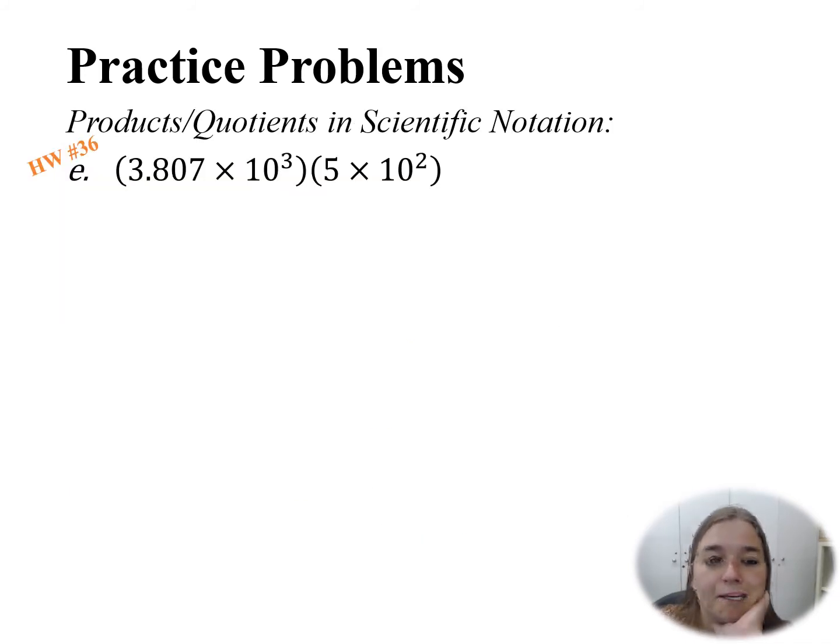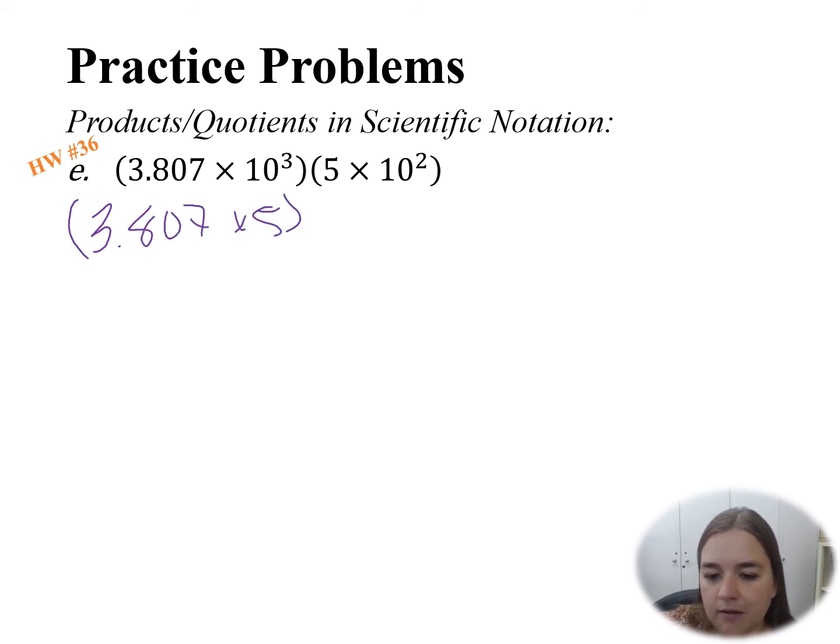Now that we know how to convert between the two forms, we're going to practice finding a product of scientific notation. This one is out of your homework. It's number 36. When I see this here, the first thing I need to do is rewrite this. What I see is 3.807 times 10 to the third times 5 times 10 to the second. And I know, using my properties of multiplication, that I can just rewrite this as 3.807 times 5 multiplied by 10 to the third times 10 squared.